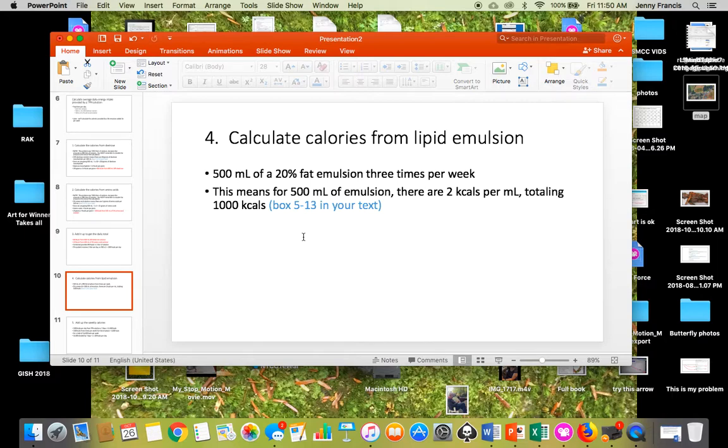These typically come in a pre-portioned bag for the right amount, so there isn't a lot of variability and a lot of need to do those calculations because they're usually done already. So there's usually either a 10% emulsion that's 500 calories or a 20% emulsion that's 1,000 calories, and it's easy. You don't need to do any calculations. You just plug in either 500 or 1,000 calories.